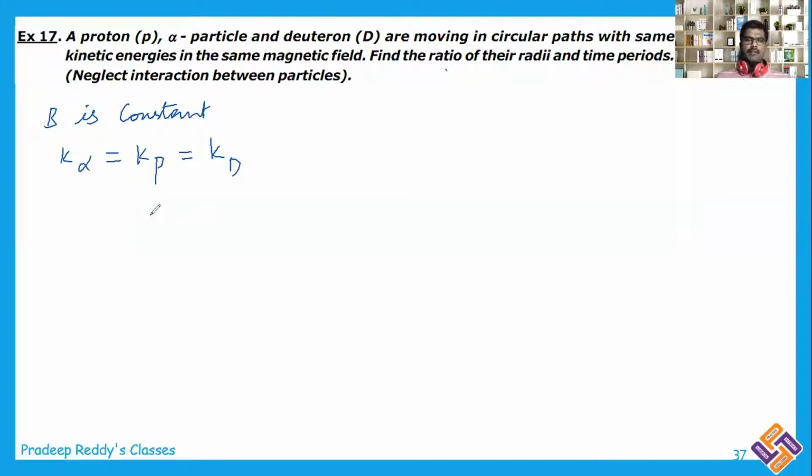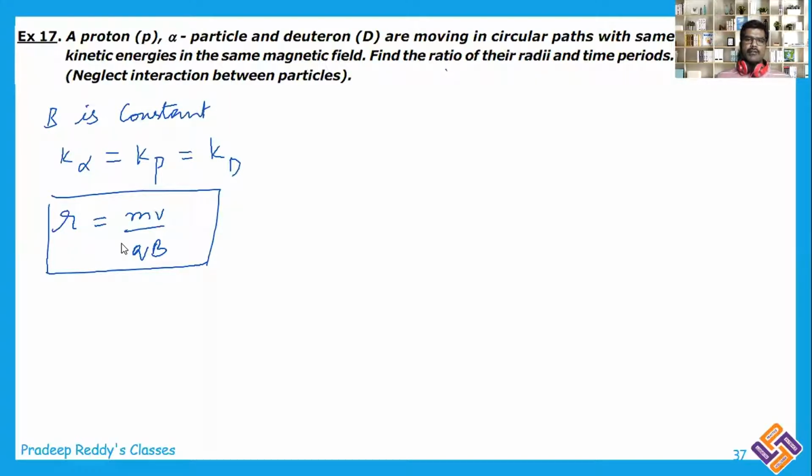And we have radius of curvature r whenever a charged particle enters into a magnetic field. We have derived the equation for r. R is equal to mv divided by qB. Here the hint which is given to us is all the particles have the same kinetic energy and the magnetic field is the same. Of course, charge will be variable for all the three particles. You are now supposed to find out the ratio of the radii and also the time periods.